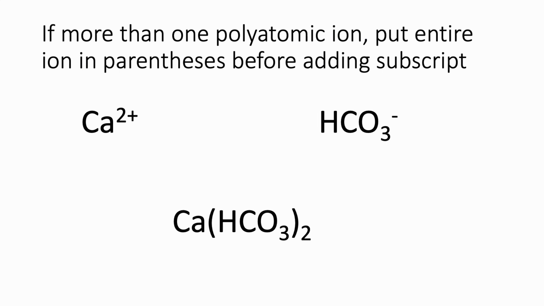And if you look at the way this ion is written, we have HCO3 in parentheses, and then we have a subscript of 2 outside of that to indicate that we have 2 bicarbonates. And imagine what this would look like if we didn't put the parentheses in. We would try and put a subscript of 2 after the bicarbonate, and it would end up looking like HCO32, which is obviously not what we mean. So that's why we use parentheses.